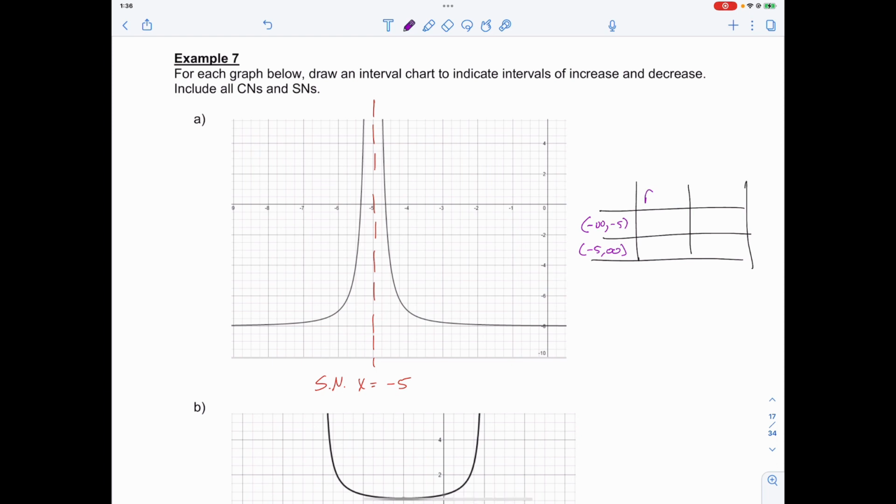And I can still state, what is f prime of x doing? What is f of x doing? Well, we can see that when it's less than negative 5, this is increasing, which means that this is greater than 0. When it's greater than negative 5, it's decreasing, so this is less than 0. And we already stated that one is increasing, one is decreasing.